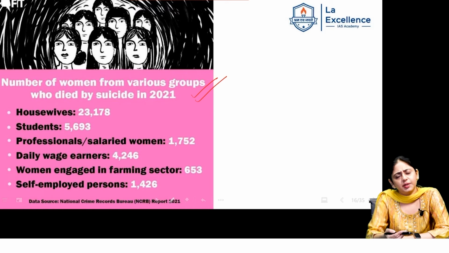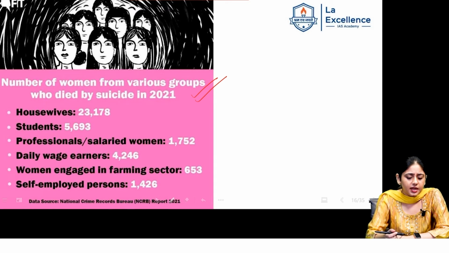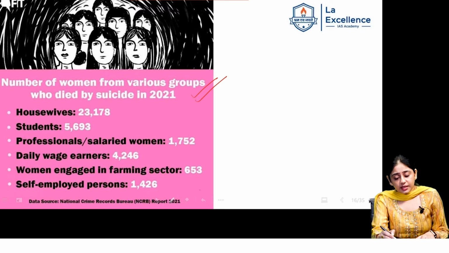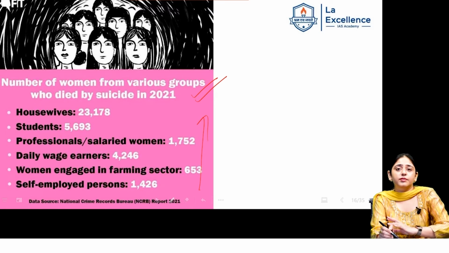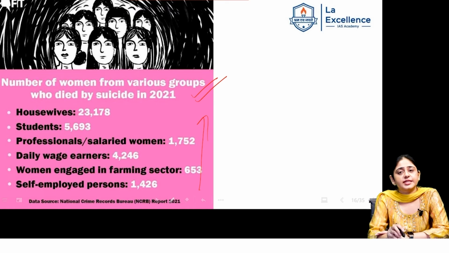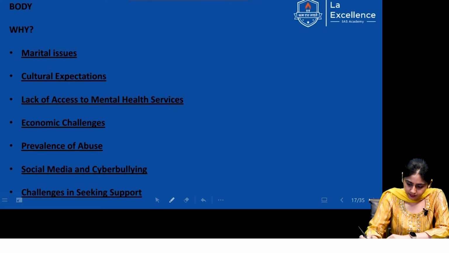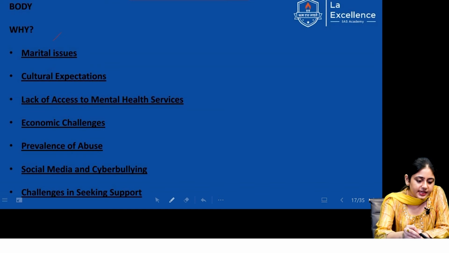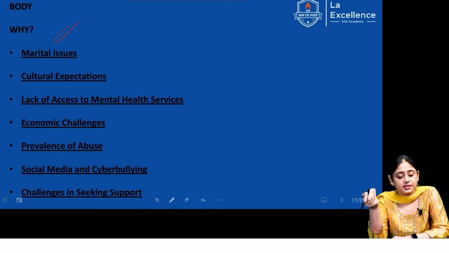You don't have to learn it, but just go through it so that you understand that housewives are the most affected, then students are there, professionals are there, daily wage earners, women engaged in farming activity, and self-employed persons. So these are the numbers. This is the increasing order of the numbers in which different sections of women are being afflicted, or the suicide rate is more. Okay. Next, now we will cover that, if suicides are happening, what are the reasons behind it?